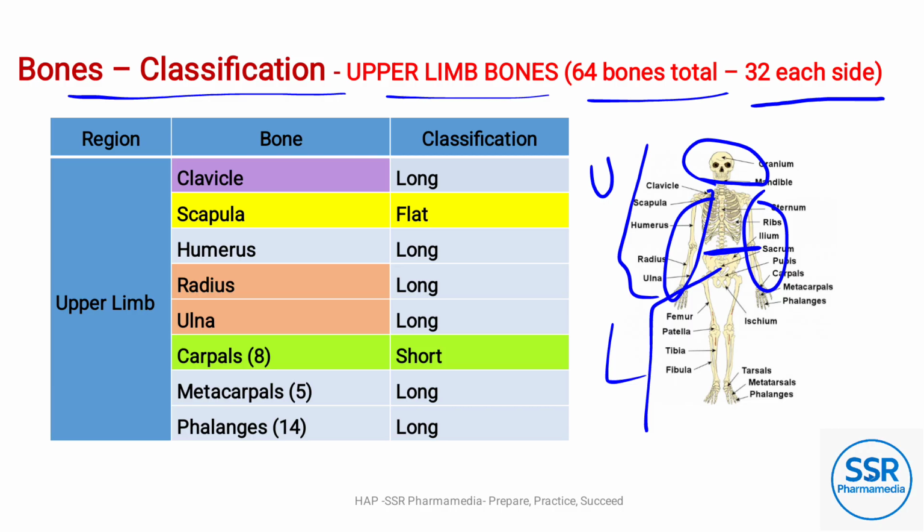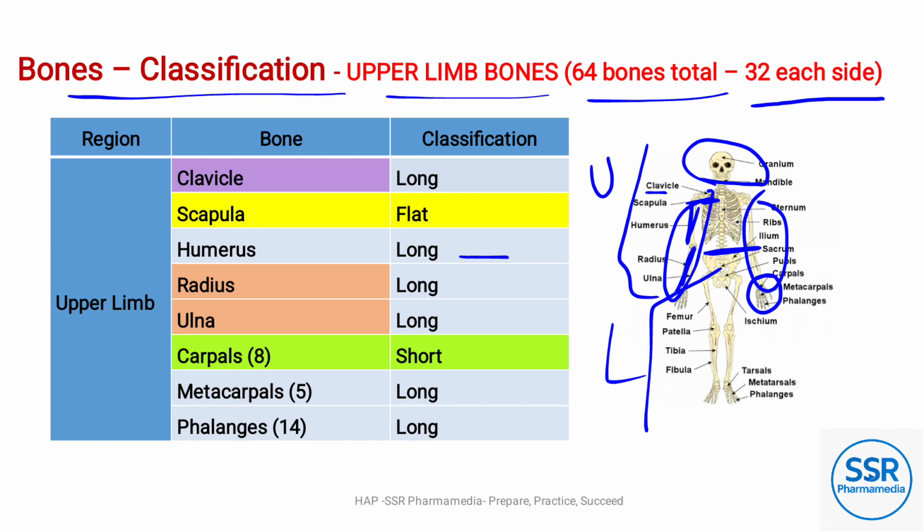The clavicle is a long bone, and the scapula is a flat bone. This is the scapula, and the humerus is a long bone. This is the humerus, the arm bone. Radius is a long bone; radius and ulna are these two. Carpals are short bones: 8 carpals, present in the wrist. Metacarpals are long bones: 5 metacarpal bones and 8 carpal bones.